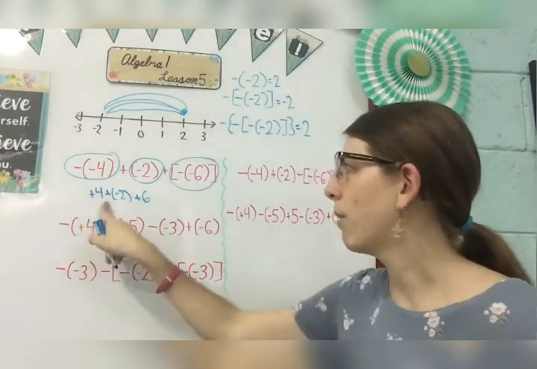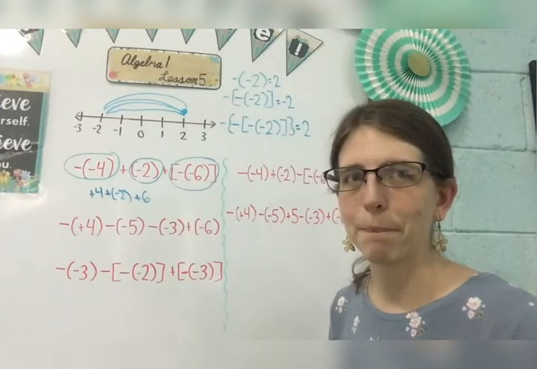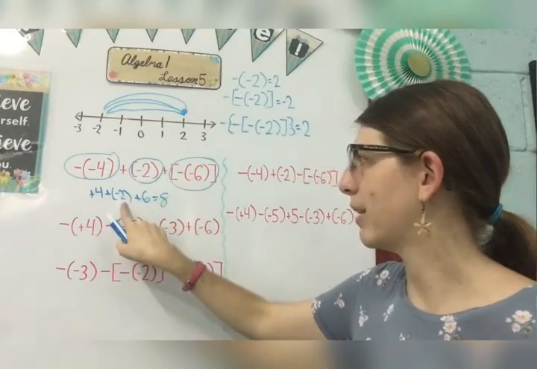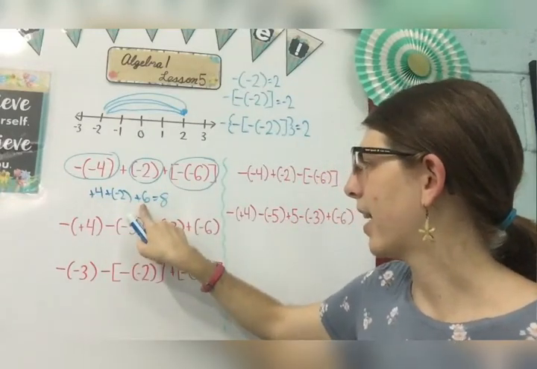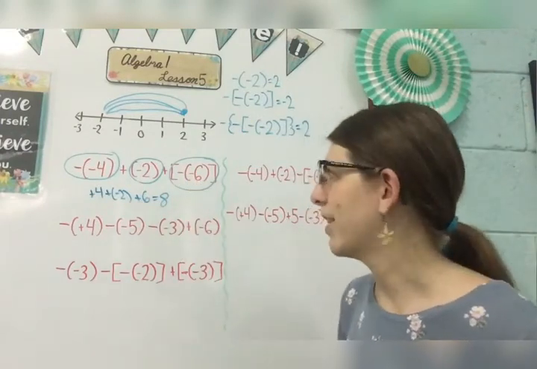So I have 4 plus negative 2 plus 6. Add that together, what do you get? Positive 8, that's correct. 4 plus negative 2 is 2, plus 6 is 8. And so that's your final answer. Okay, let's try this one.